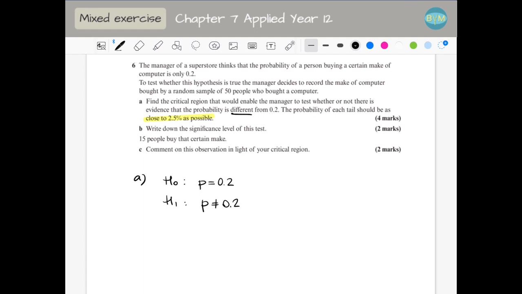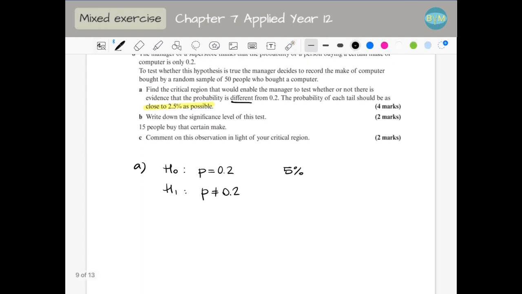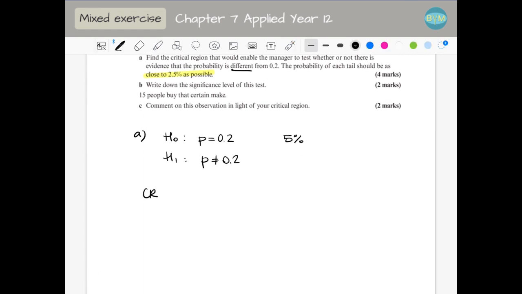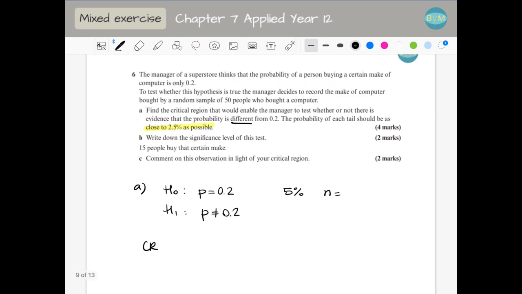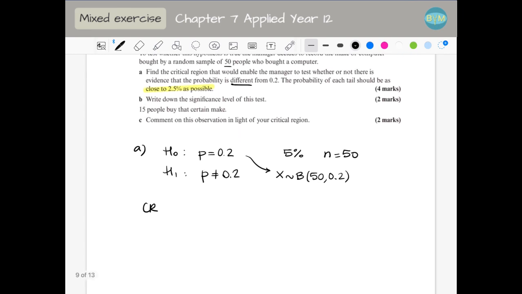Significance level is 5%, but they have to be as close as possible to 2.5, not smaller. In normal circumstances it would be smaller than. So the critical region will have two tails, and what is n? 50 people, so n is 50. We can consider that this is a binomial 50, 0.2, and that's what we are going to use in the calculator. The critical region will have two tails.